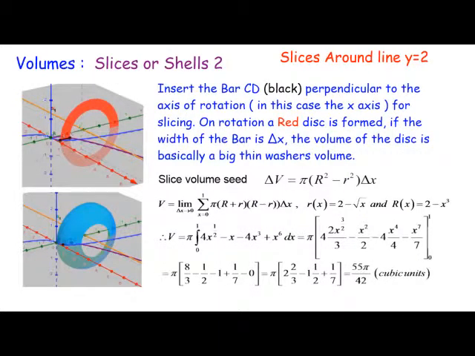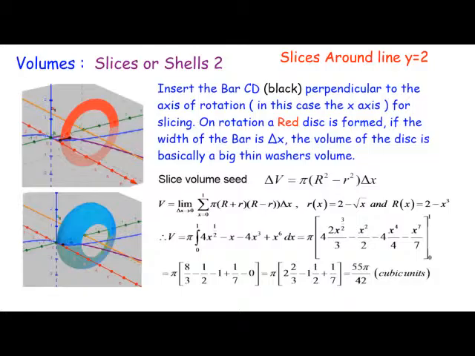Okay, here we go. Now, again, as I did before, we just put the black bar, which you can see here is perpendicular to the x-axis. It's going to have a thickness of delta x, and the volume is just the washer formula: pi times big R squared minus little r squared, times the width of the bar, which in this case is delta x. And you can see here I've done a little bit of algebra, and we need to be careful.